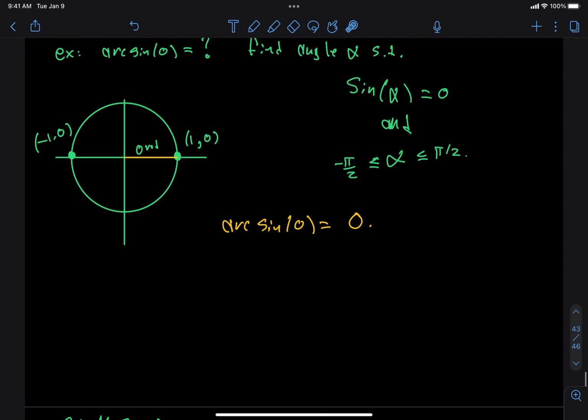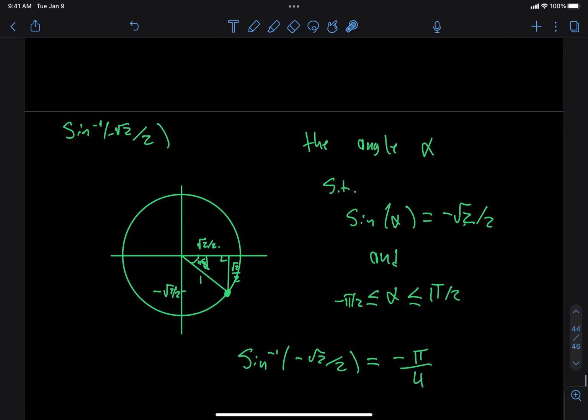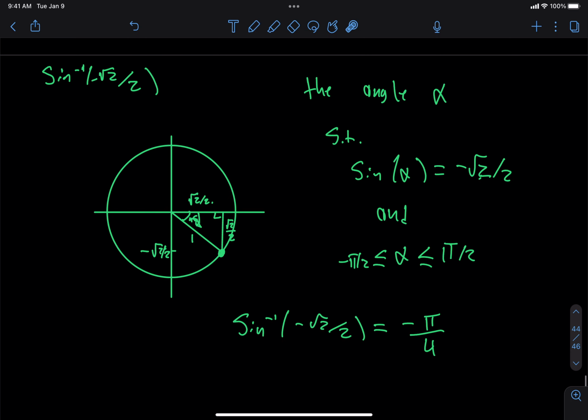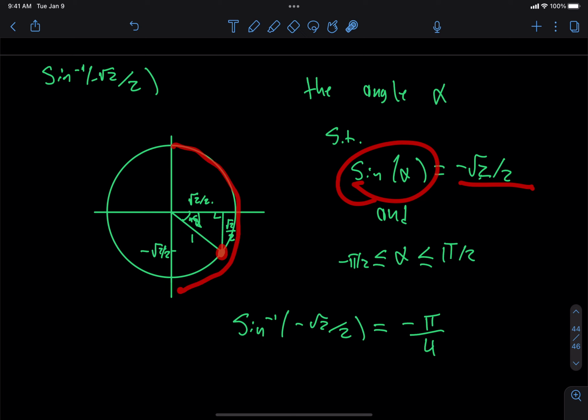Okay, so let's review really quickly this example here. So we wanted to do this one, sine inverse of negative square root 2 over 2. So what did we do? We want to find the angle alpha such that sine of alpha is negative root 2 over 2, and the angle is between negative pi over 2 and pi over 2. So first of all, we recognize that if sine of alpha is negative square root 2 over 2, then we are searching for a point on the unit circle, which is on the right half of the unit circle, whose height is negative square root 2 over 2.